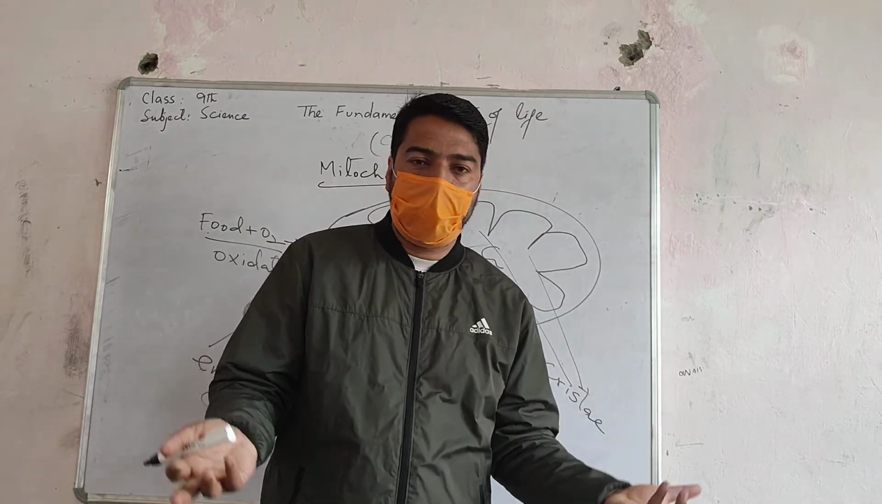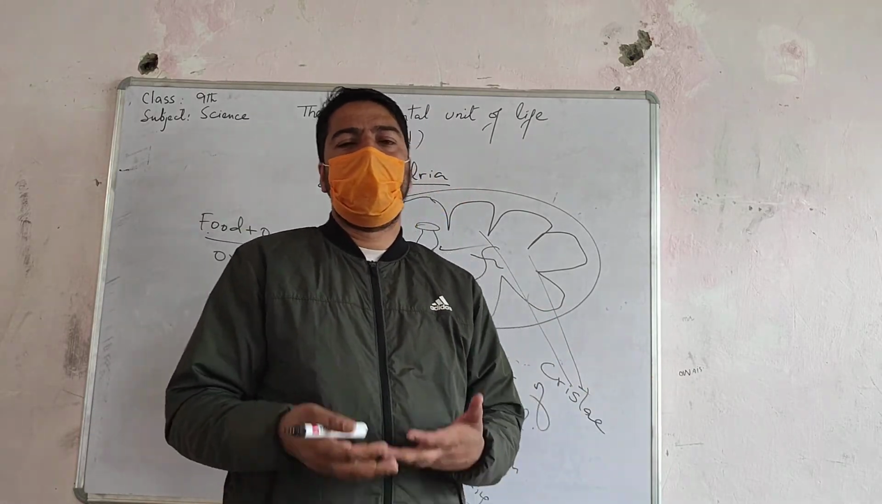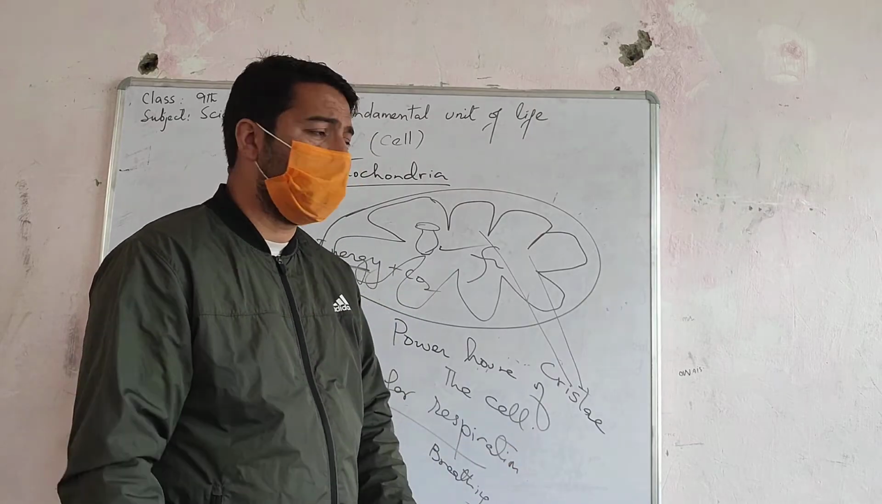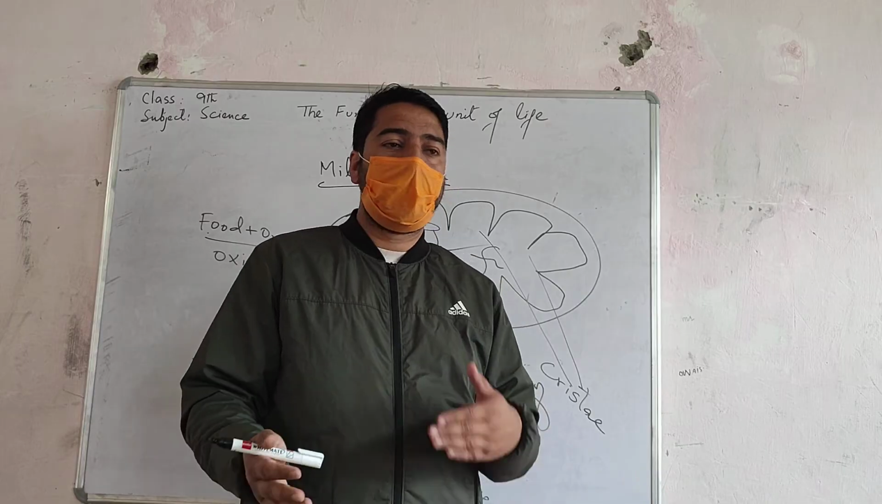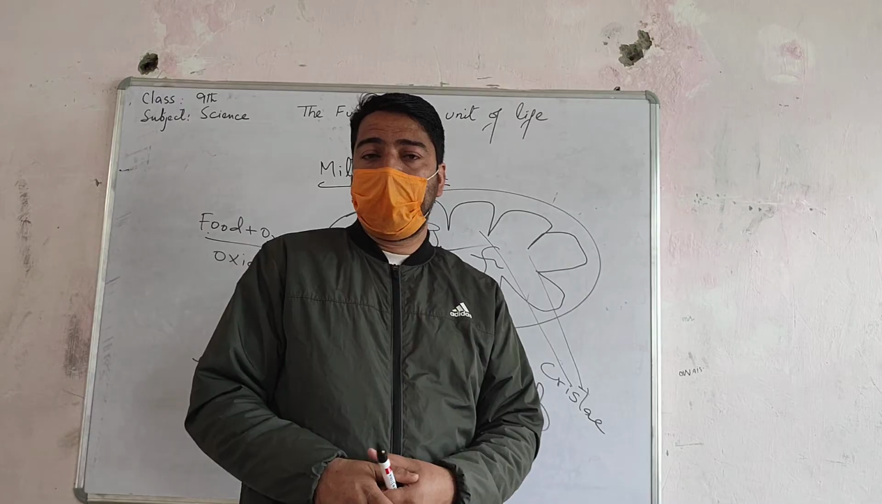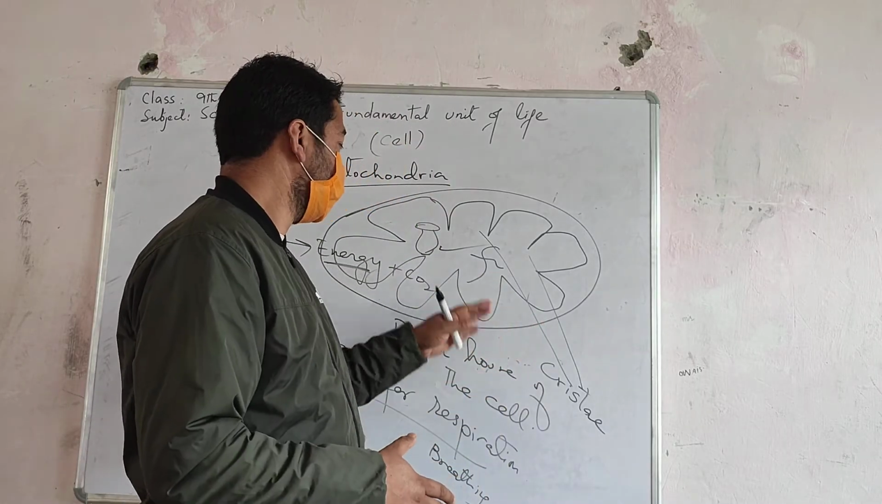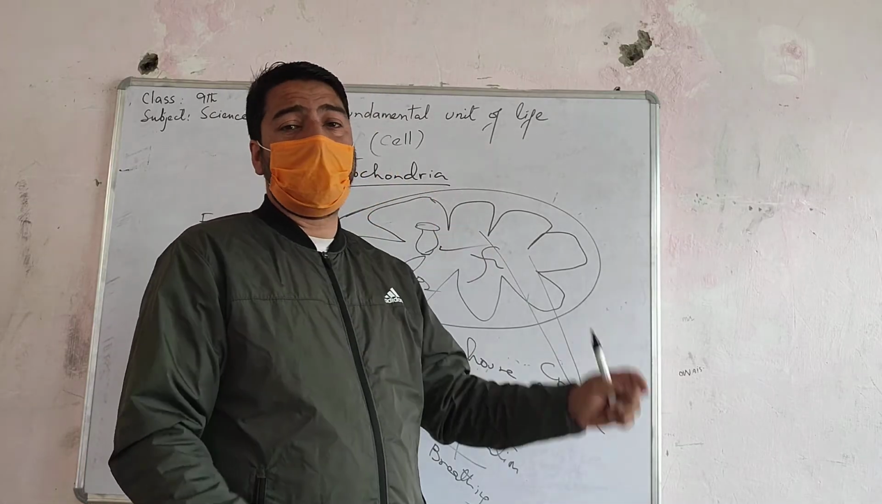So it can produce its own proteins, because it has both. For the production of proteins, we need RNA, we need genetic material, and we need ribosomes, and it has got both of these things, so it can produce its own proteins, and it's able to have an independent existence. So this is another function of mitochondria.